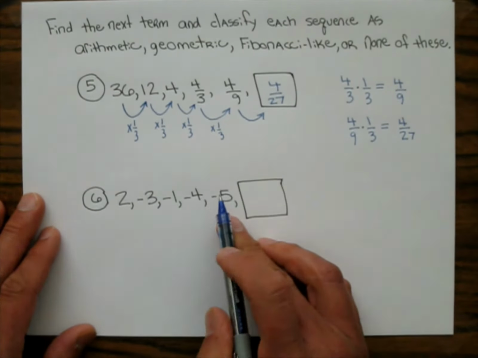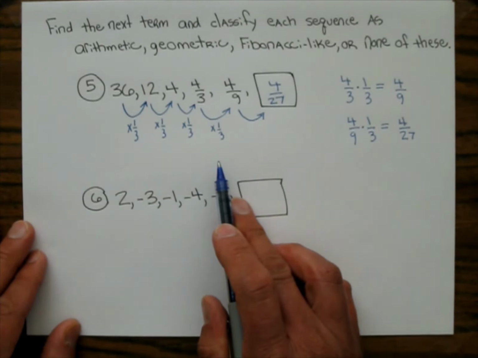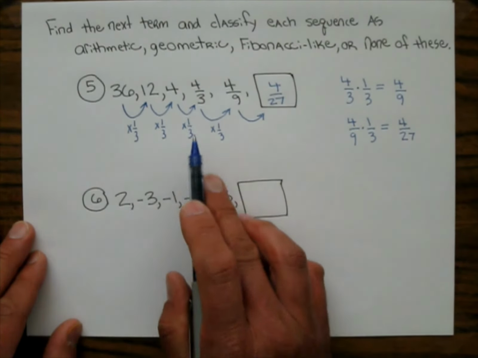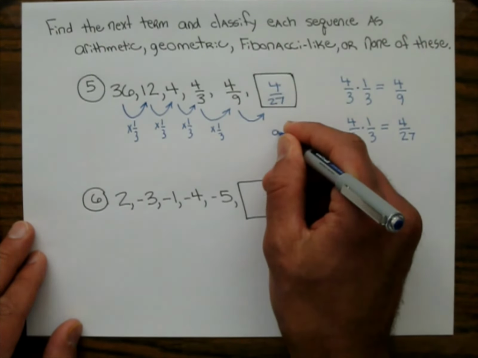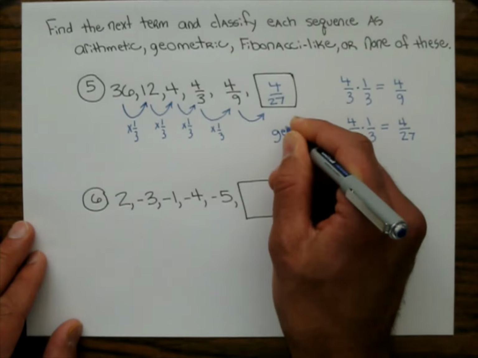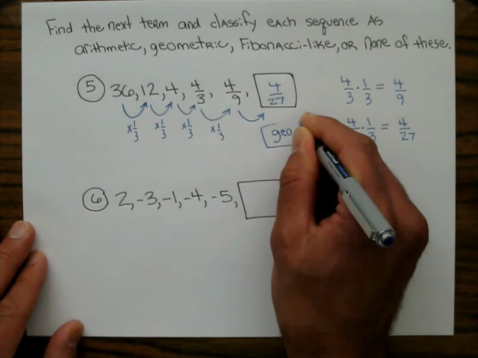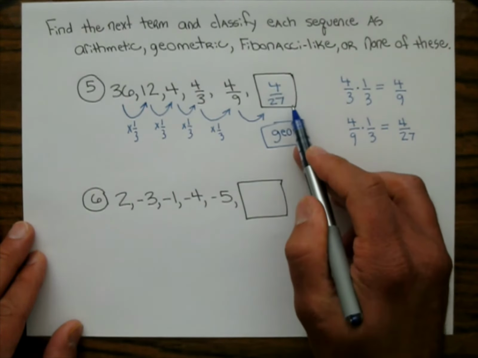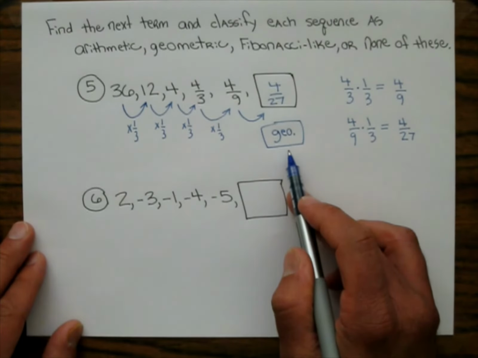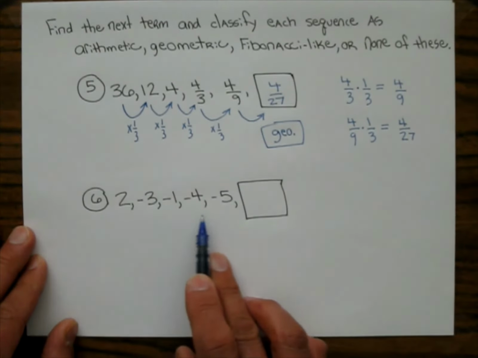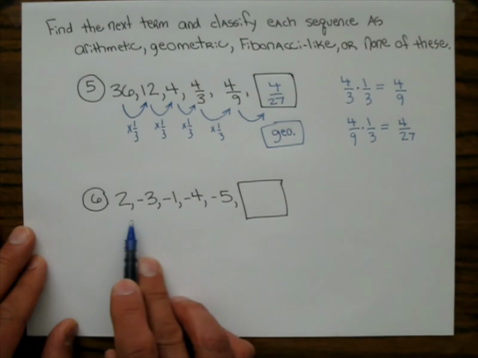4/27. So what kind of sequence is this? Well, this one is not arithmetic, but it was geometric. And because I'm lazy, I'm going to go geo, and that's part of the answer. So 4/27, geometric. Let's go ahead and do this one here.